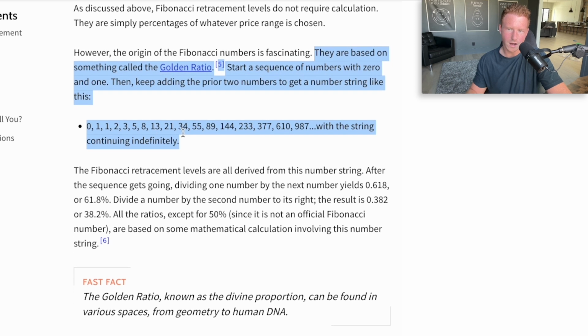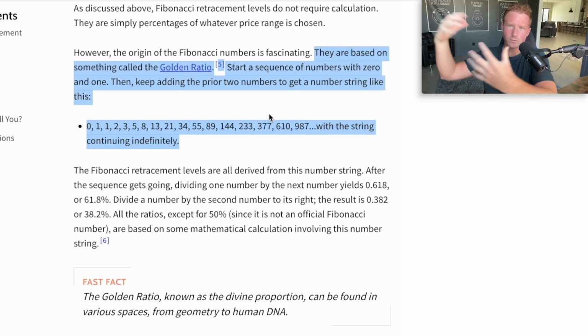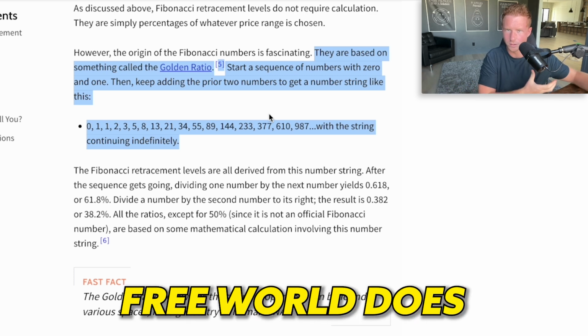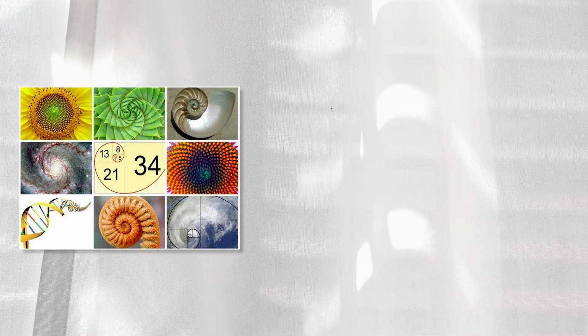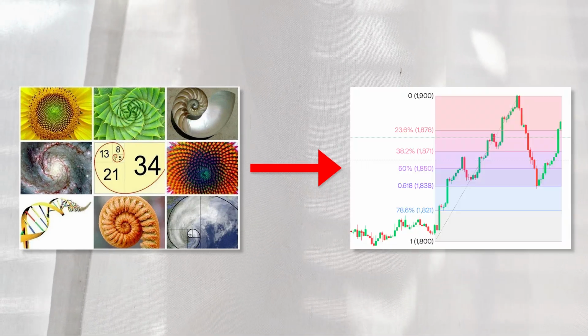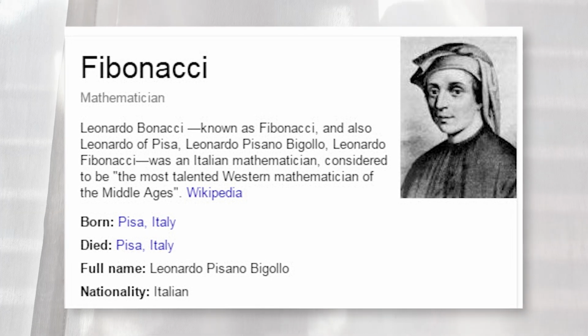There are some videos I watched on this that explain it way better than I do, but it kind of made sense to me because everything is connected in this world, especially the market. It's a free open market. It's going to work like the open free world does. If we see these numbers occur a lot in the open free world, they're probably also going to occur in the free market as well. So anyways, just a little backstory of where Fibonacci actually came from, where the numbers originated. They're not just random numbers. They've been around for hundreds of years, invented by famous mathematicians.